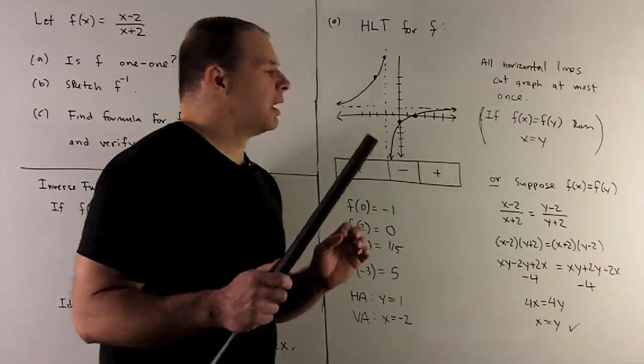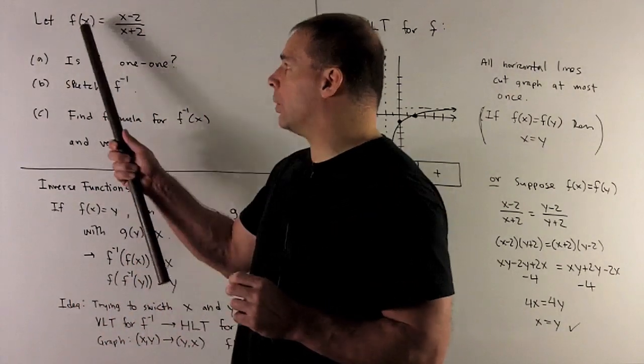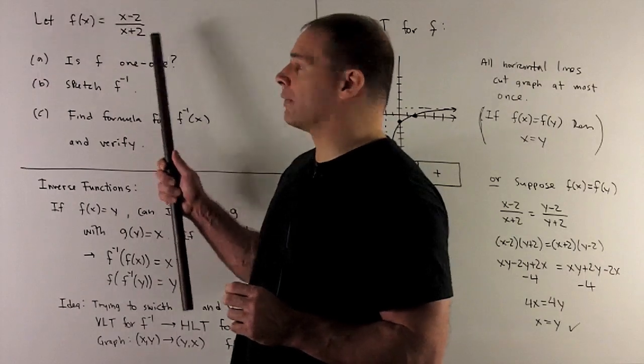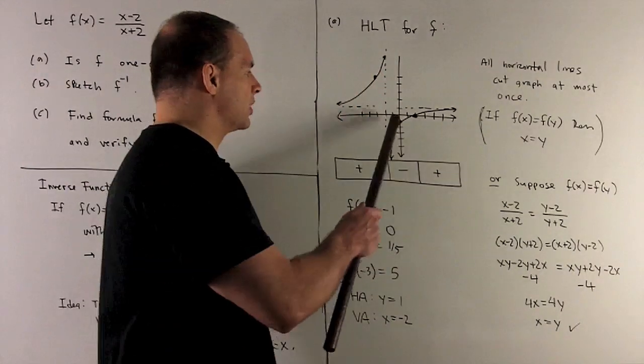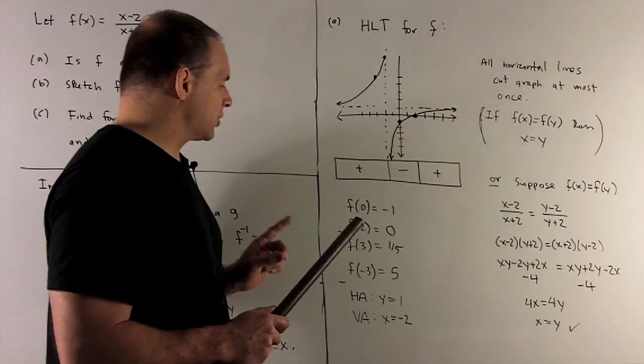What else do I have? I can get another point. If I put 0 in here, we're going to get -2 over 2, which is -1. So it gives me this point here. Then what else can I do?